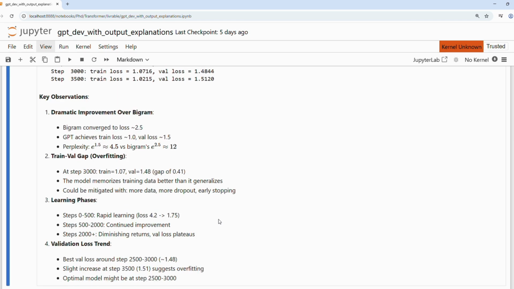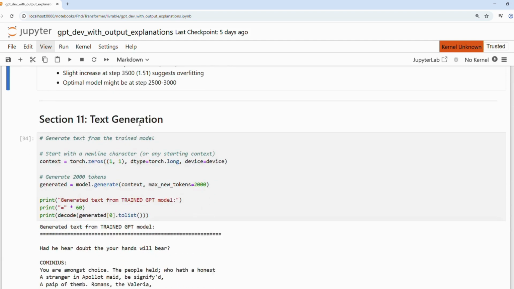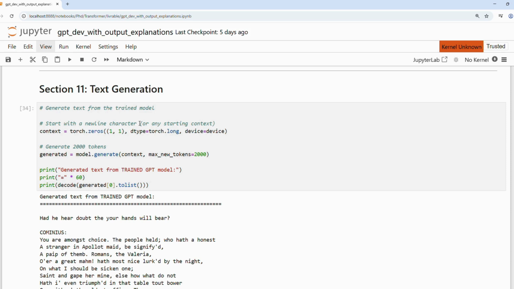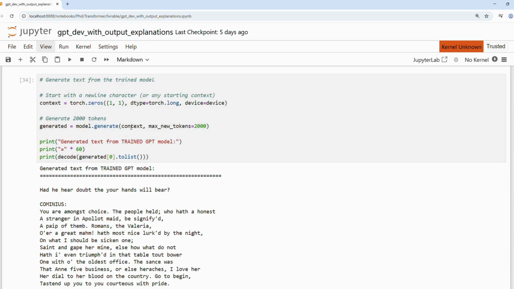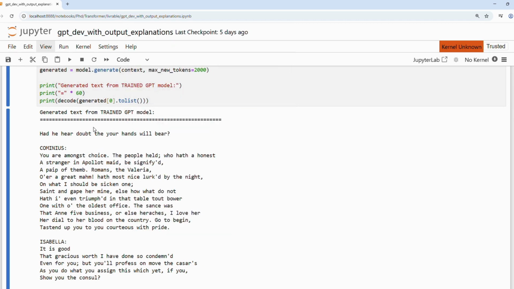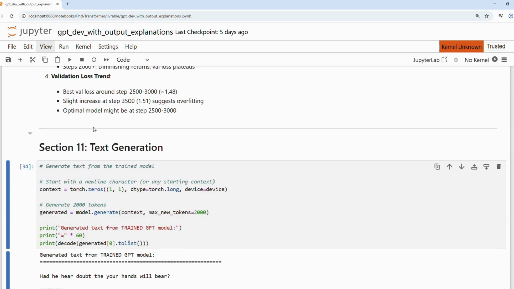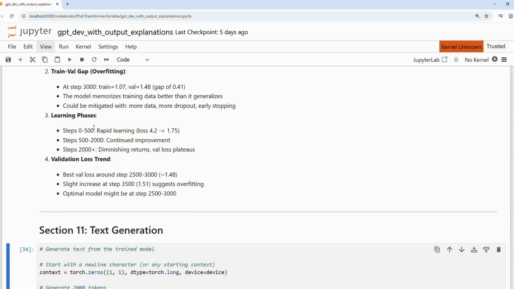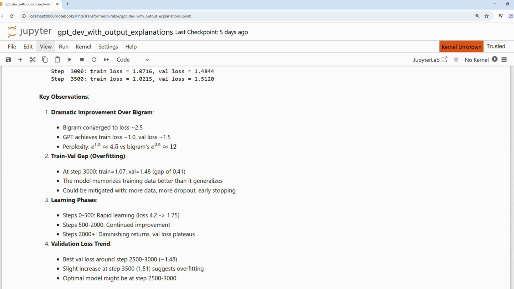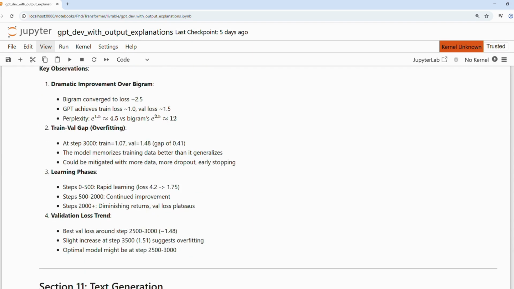Let's put these numbers in perspective. The Bigram model converged to a loss of approximately 2.5, which corresponds to a perplexity of about 12. Our GPT model achieves a validation loss of approximately 1.48, corresponding to a perplexity of about 4.4. That means the model's effective uncertainty has been reduced from 12 equally likely characters down to roughly 4 or 5. The transformer architecture, with its ability to attend to long-range context, provides a dramatic improvement over the simple Bigram baseline.